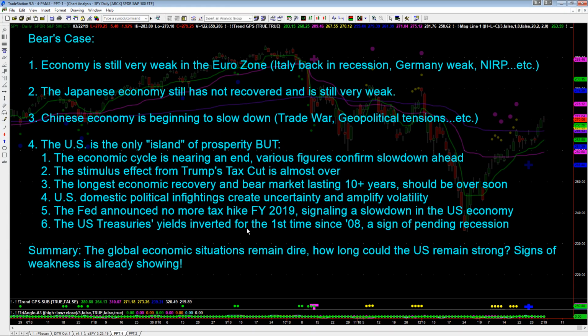And also, the stimulus effect from President Trump's tax cut, according to many experts, is now over. Before, they described it as a sugar rush, because we had this tax cut, so they put a lot of stimulus into the economy. And now, it's been over a year, almost 2 years now, that sugar rush is over. The rush is wearing off.